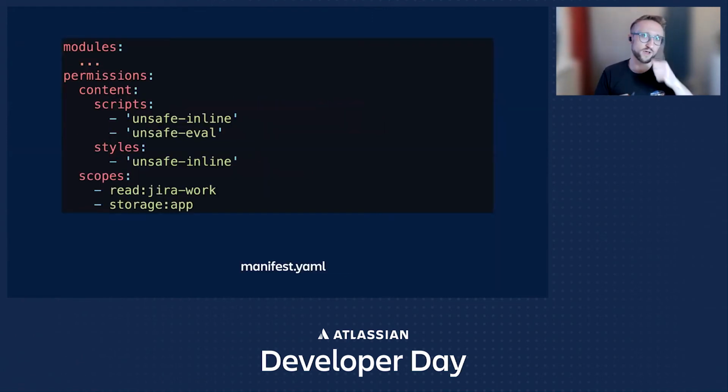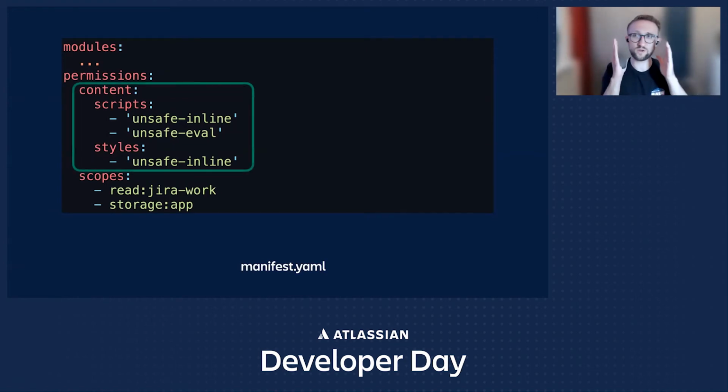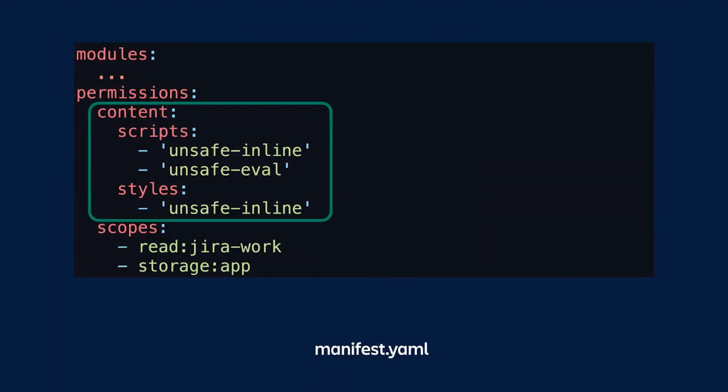Well, to allow all of those techniques, we have to specify custom content security policy options. And as previously, we have the permissions field, and we have to specify the content. Then in content, per each type, like scripts and styles, we have to specify the proper policy, like unsafe inline, unsafe eval. So use this one wisely.